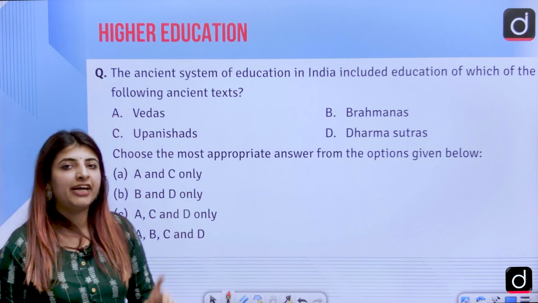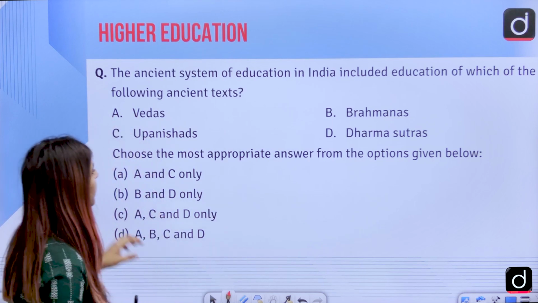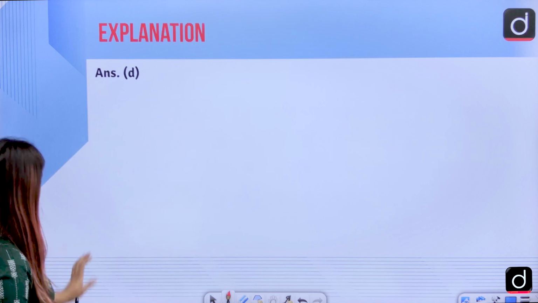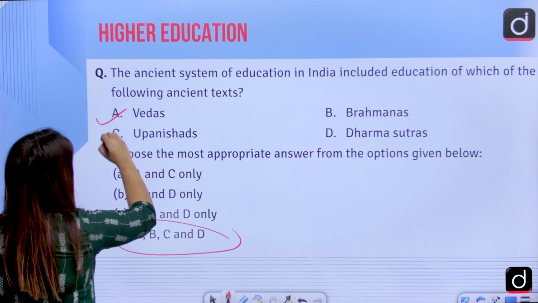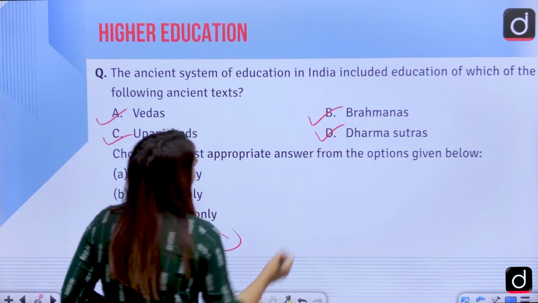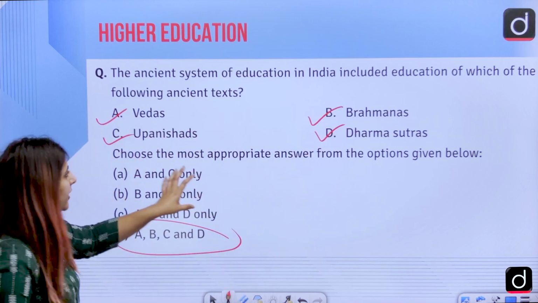Next question we have is, the ancient system of education in India included education of which of the following ancient texts? The answer to this question is option D, which is A, B, C and D, which is all of these things were included in the ancient education of India.